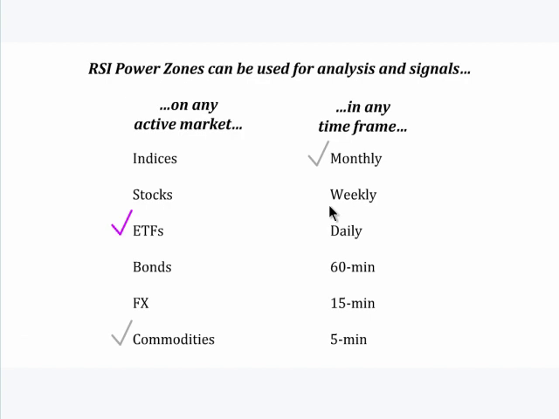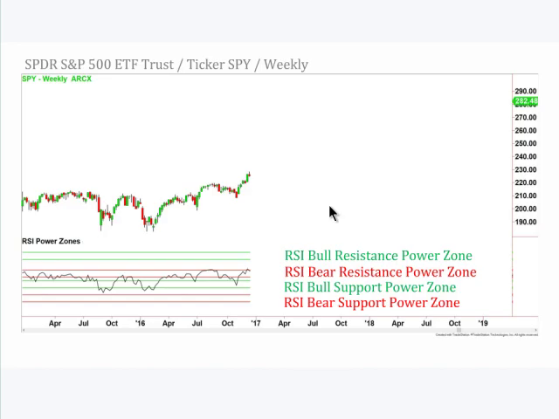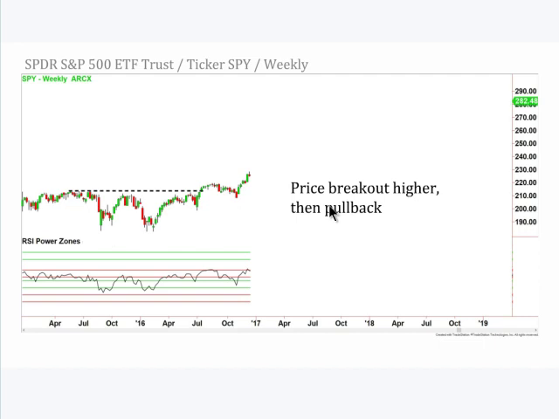This is an ETF on a weekly chart, okay? Just to give you another time frame and really show you any market, any time frame. Here we've got the SPY, so that's the S&P 500 ETF. And this market had a lot of sideways consolidation going on, right? Big choppy sideways action going nowhere real fast. Then it broke out higher above this dashed line.